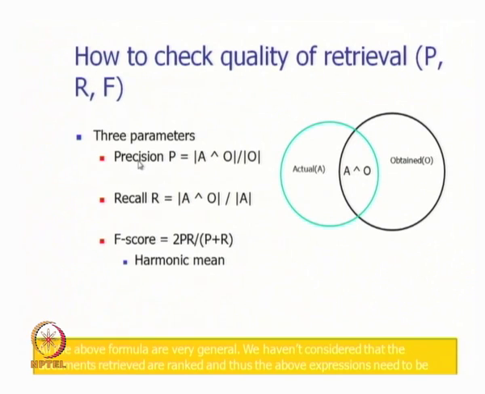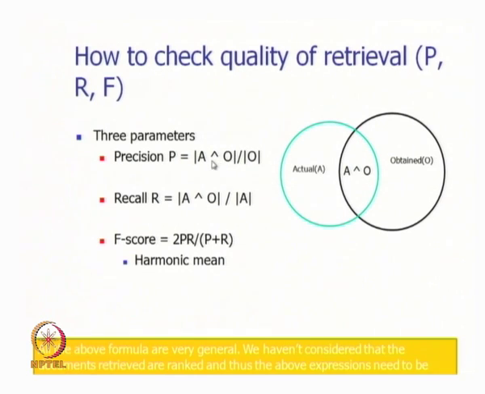How is precision measured? Precision is measured as the size of A intersection O divided by the size of O. Okay. So, the agreement, the set of agreed upon entities, the actual entities and the obtained entities, divided by the size of the obtained entities. So, precision, if you look at the formula, is actually measuring the proportion of entities which are obtained and are correct.